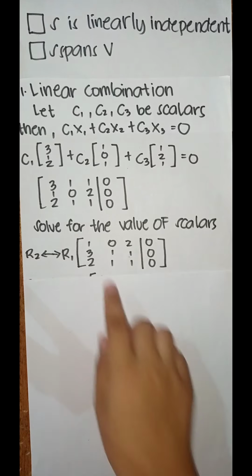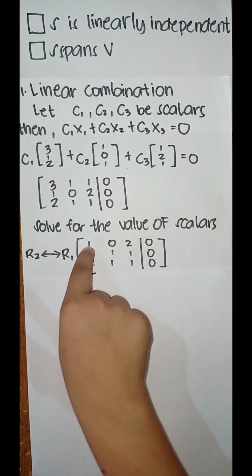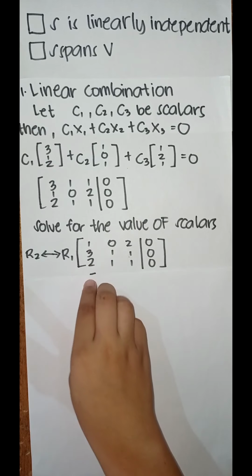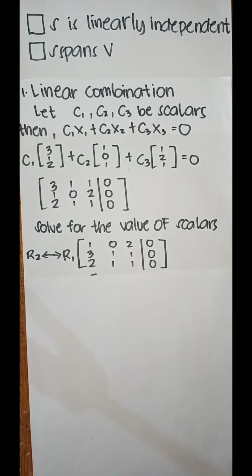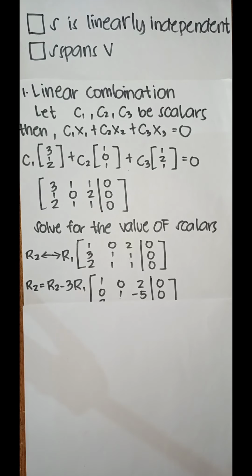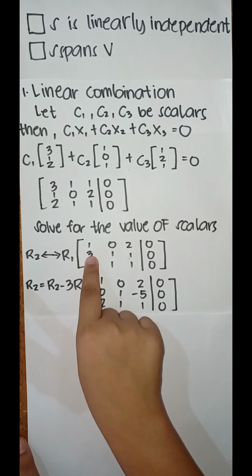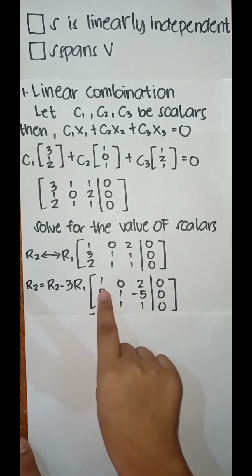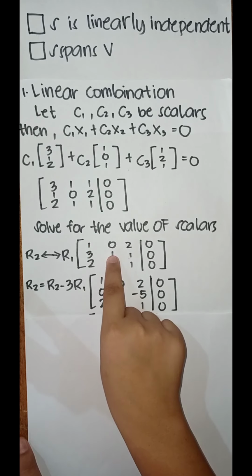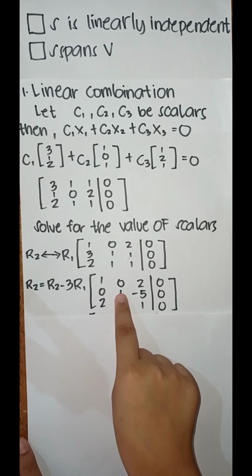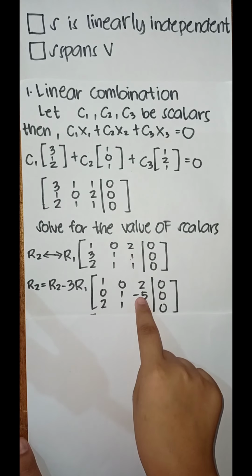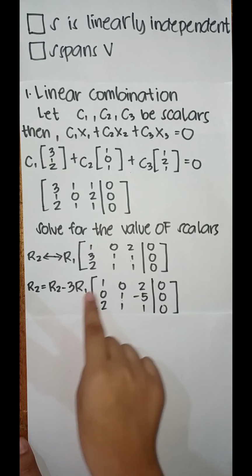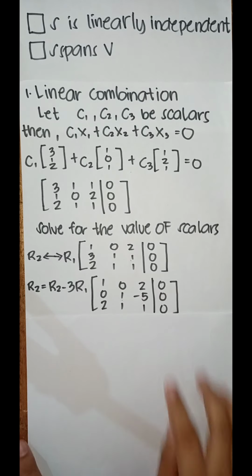Next, since we already have our pivot as 1, we will proceed to make the other numbers in column 1 into 0. To make this 3 into 0, we will do R2 minus 3 R1. 3 minus 3 times 1 is equal to 0. 1 minus 3 times 0 is equal to 1. 1 minus 3 times 2 is equal to negative 5. And we will copy row 1 and row 3.